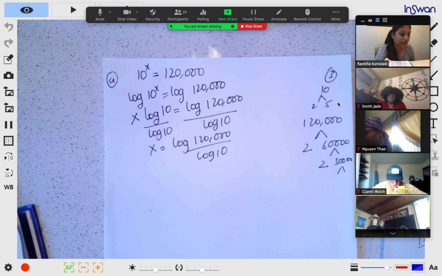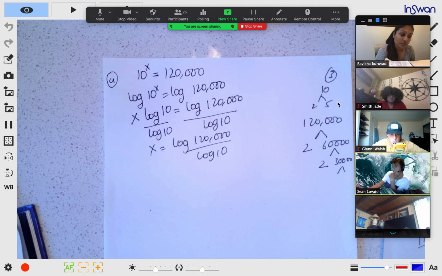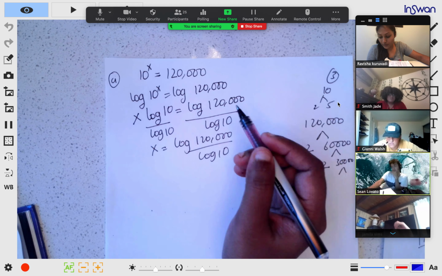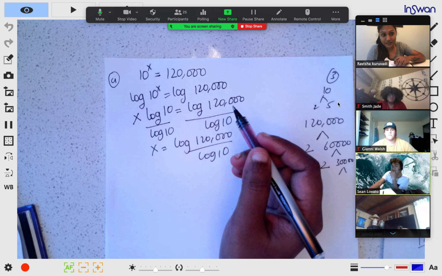When you have it as log 10^x, doesn't it just become x is equal to log 120,000? Yes, because that becomes just directly x. So here, would you still divide by log 10? No, you will not.